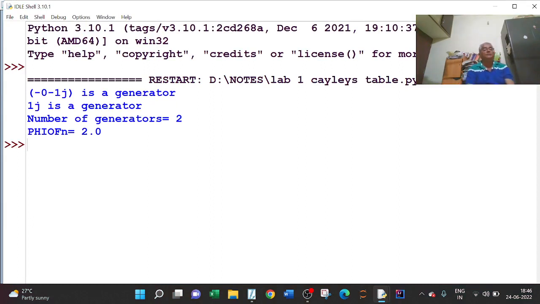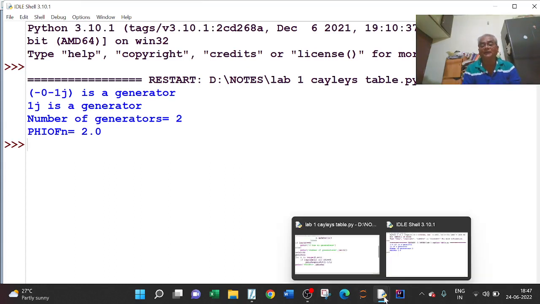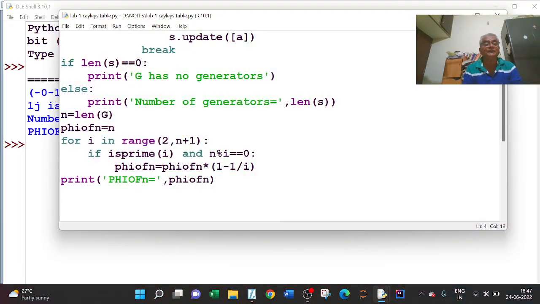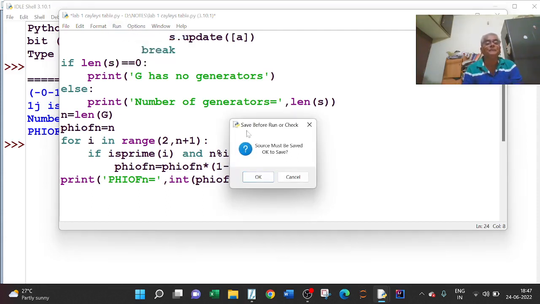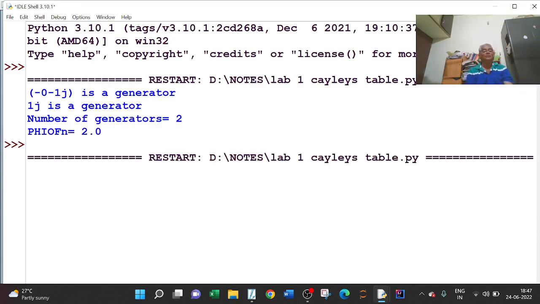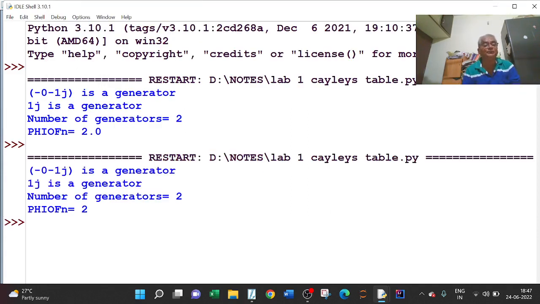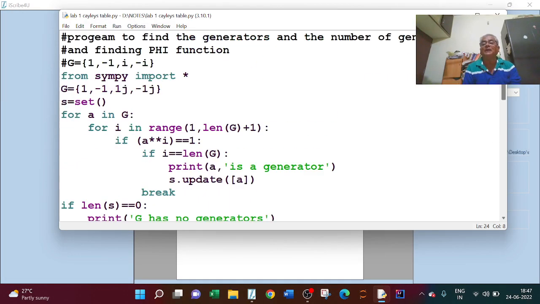See, minus I is a generator, total number of generators equal to 2, and pi function value is also equal to 2. And if you give int here, you are not getting this decimal point. If I make this as int, open bracket and close bracket, I will get integer form. If I run this program, see, I am getting pi of n is equal to 2 without this decimal point. Okay. Now I will go to another example.